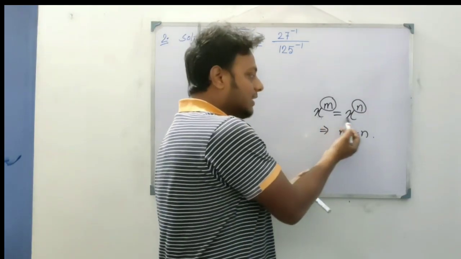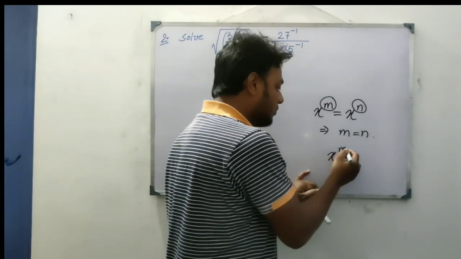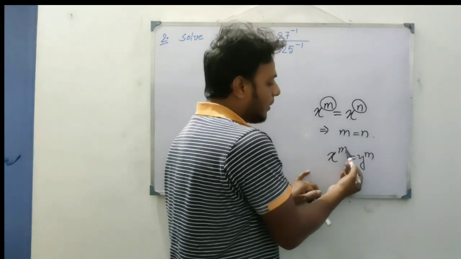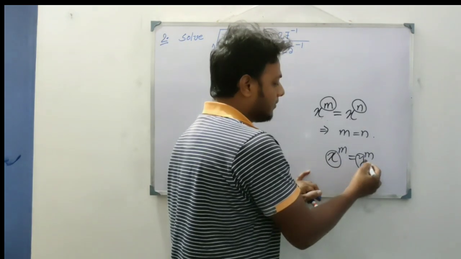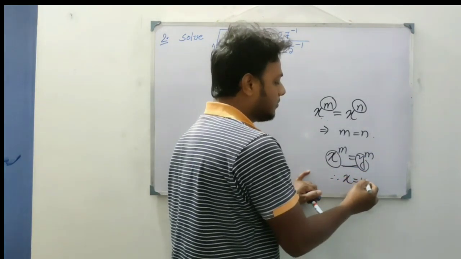So if the base is the same, then the power is the same. And also if x to the power m equals, suppose, y to the power m, this is another thing. See here the power is the same, then we can conclude that the bases are the same, that means these two must be equal, that means x must be equal to y.